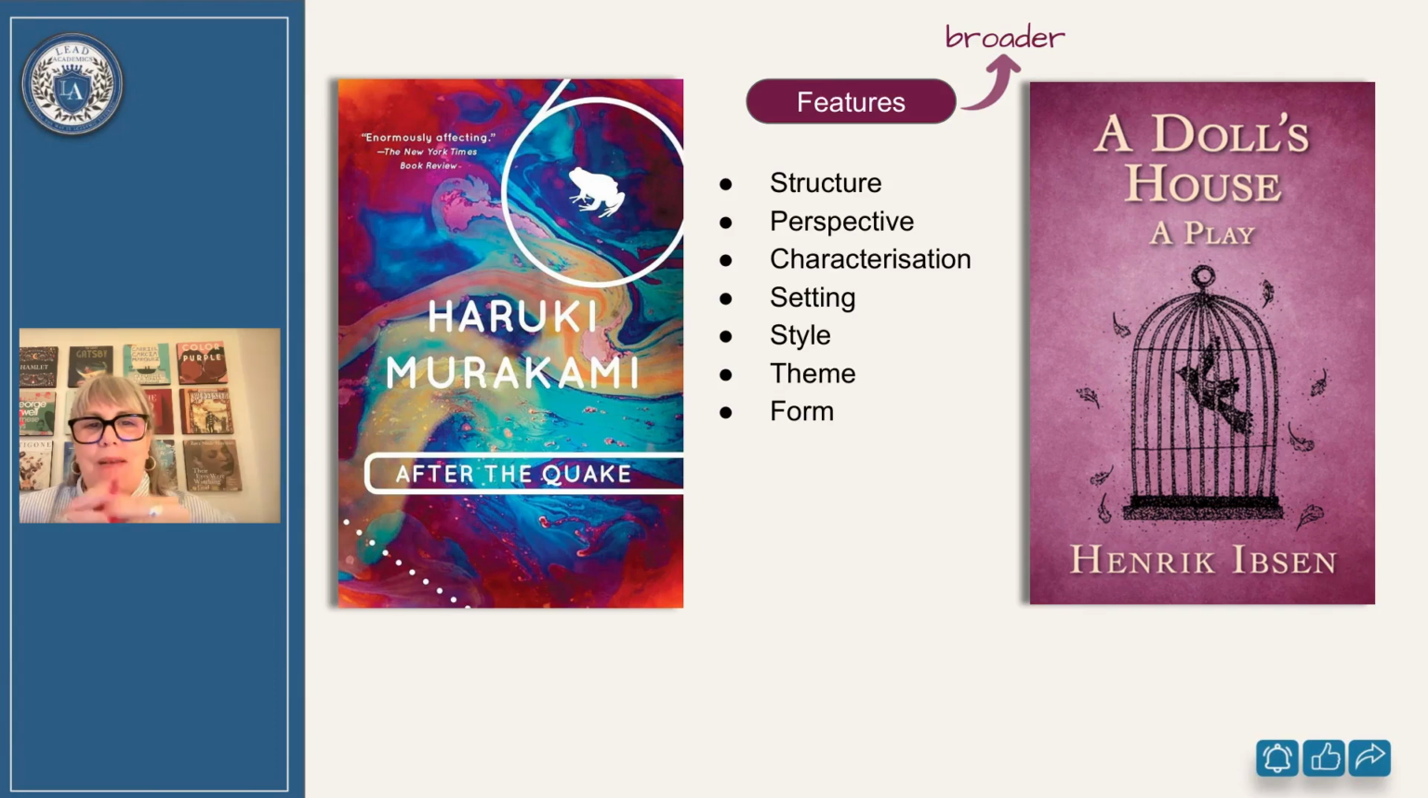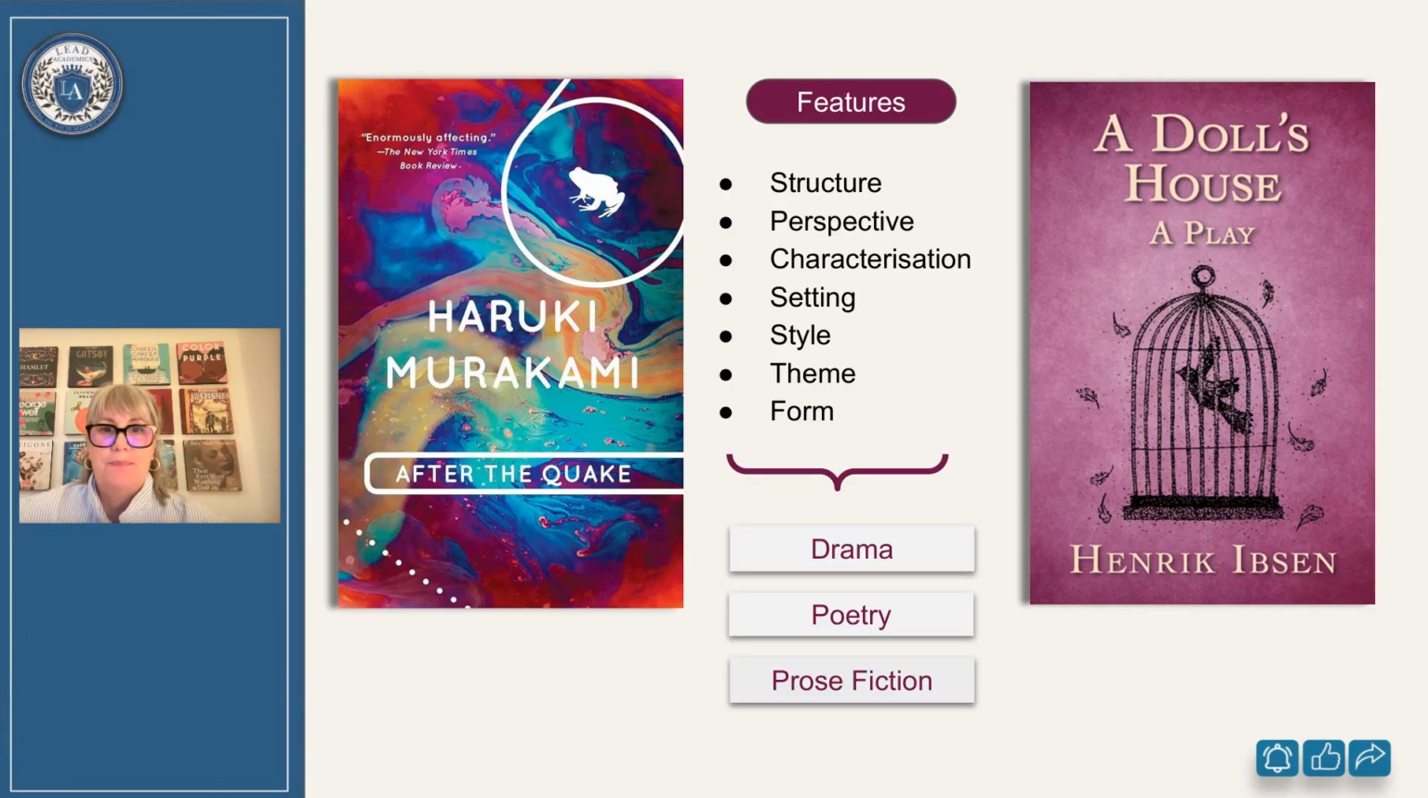Let's take a look at both of these works. Both works are compared and/or contrasted based on broader literary features: structure, perspective, characterization, setting, style, theme, and form. These features are called broader because they occur throughout the work from beginning to middle to end. These broader features are found in all literary text types: in drama, in poetry, and in prose fiction, which refers to novels and short stories.